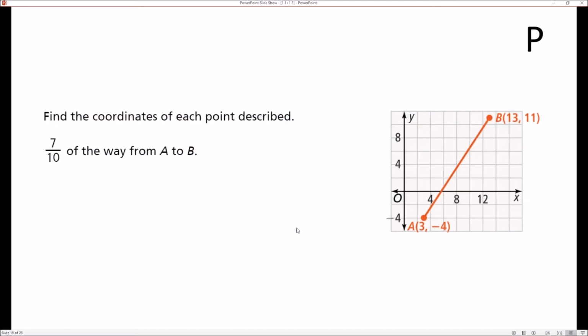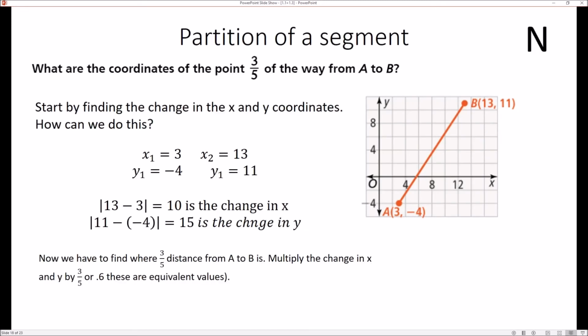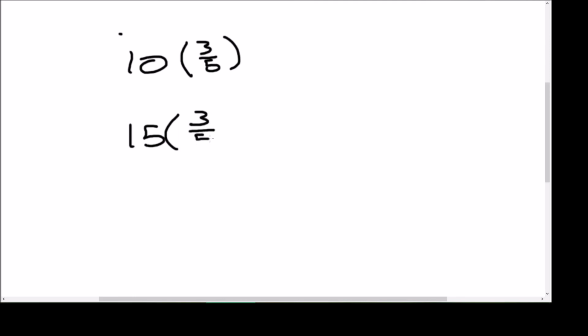So what I'm going to do, let's bring it over here. I'm going to take my x change, which was 10, and multiply it by 3/5. I'm going to take my y, which was 15, and multiply it by 3/5. So there's 2 ways we can do this. I'll show you both because I'll do both in class. Kind of want this to be a natural thing.